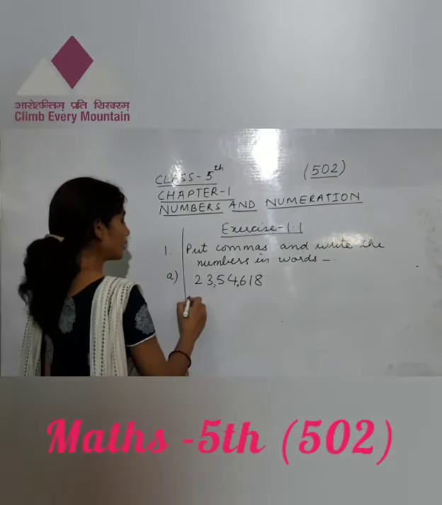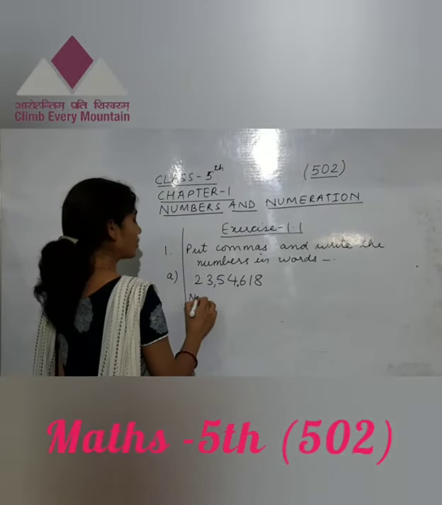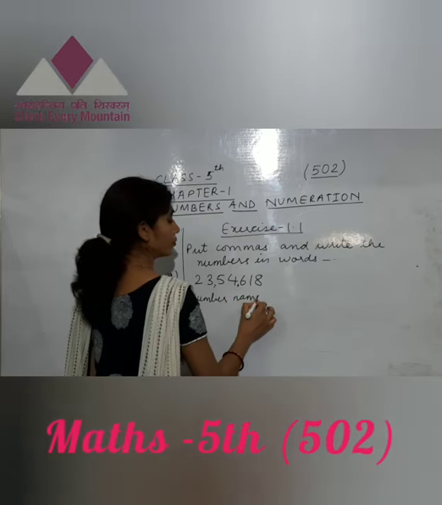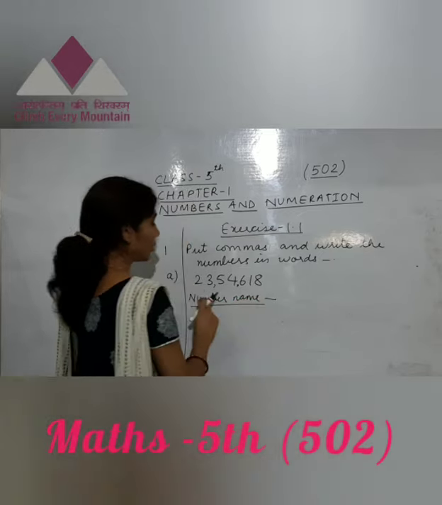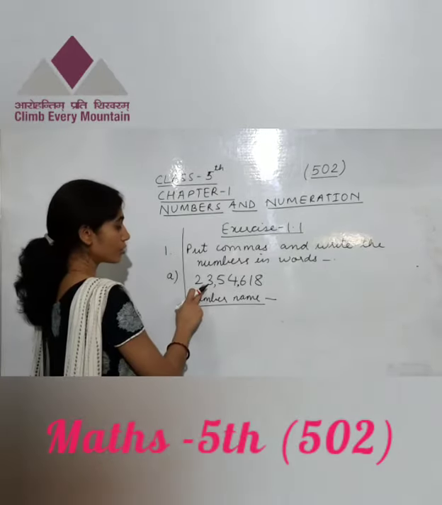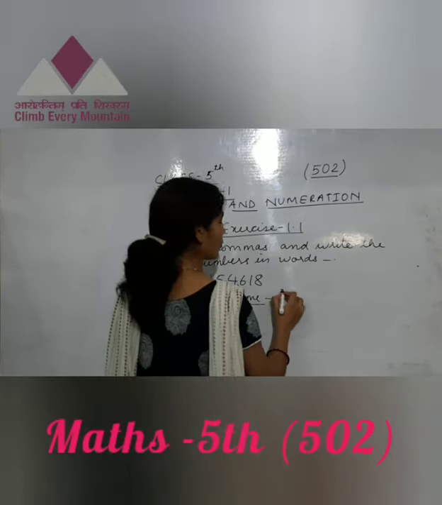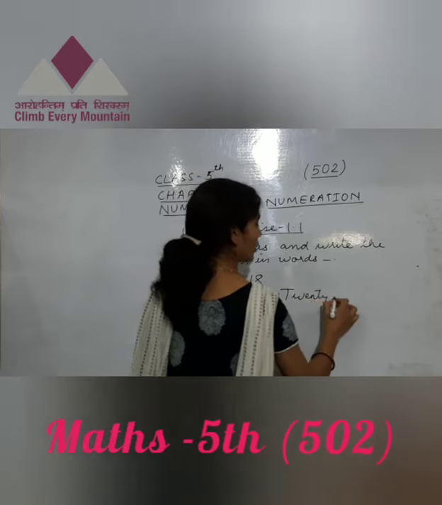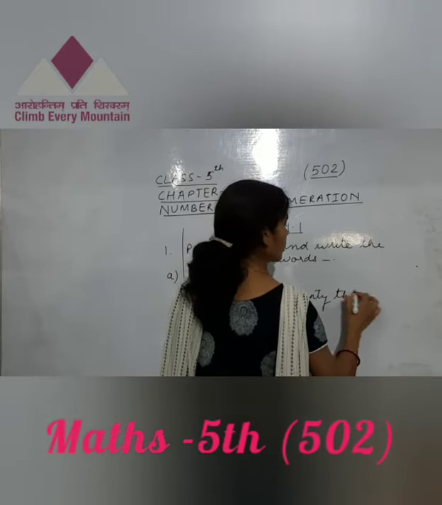Now how to write the number name? We have to write in words. That means we have to write its number name. So the number name will be written as, this is lakhs period. So 23 lakh, we have to write in word form. Write the spellings of all. 23 lakh.